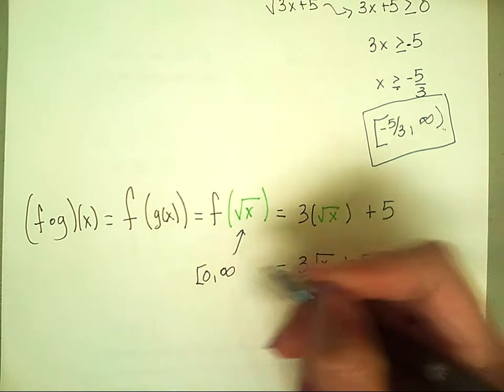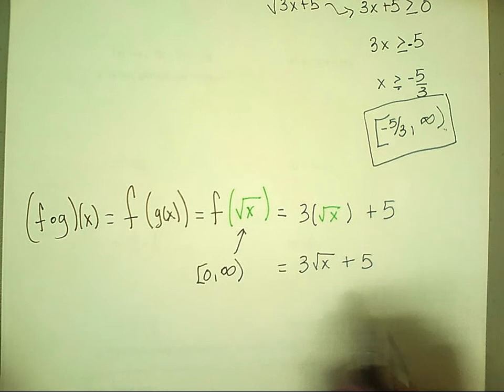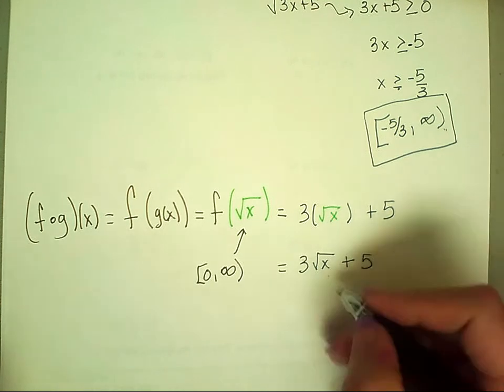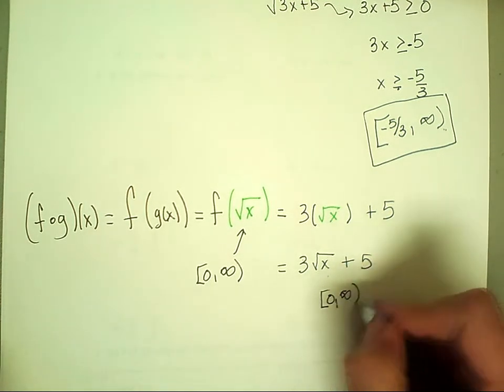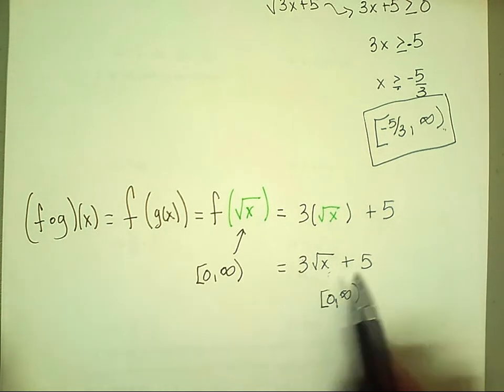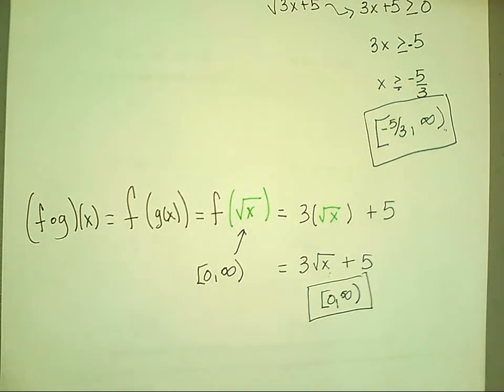Now, with the square root of x, our domain goes from 0 inclusive to infinity. And for our new function, it turns out that is the restriction as well, because if x goes negative, this entire function goes undefined. So this is the domain of our new function.